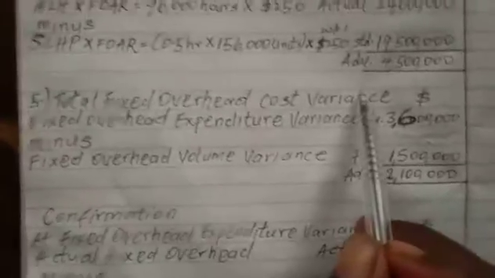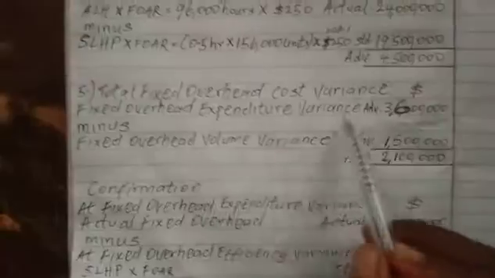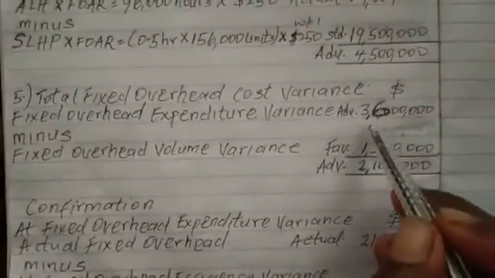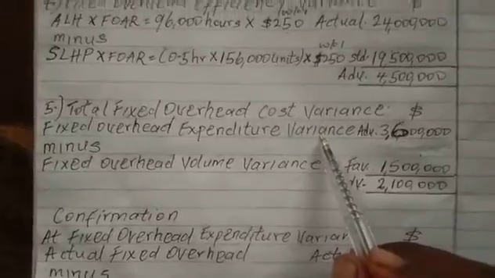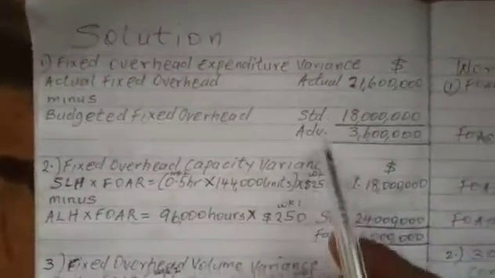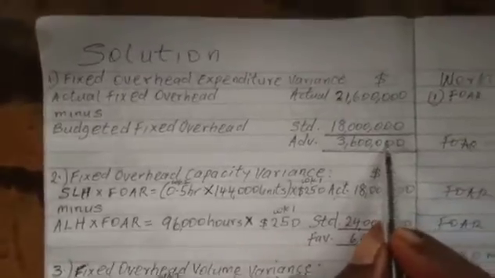5. Total fixed overhead cost variance. Fixed overhead expenditure variance, that is the formula. Fixed overhead expenditure variance, and that is, you go to the fixed overhead expenditure variance, that is it here. Fixed overhead expenditure variance, that is 3,600,000. That's when you're talking about the total now.